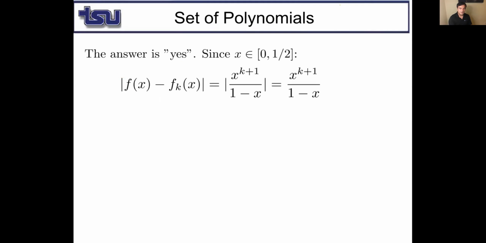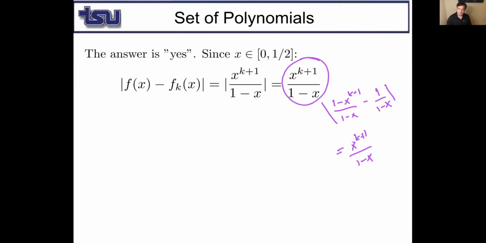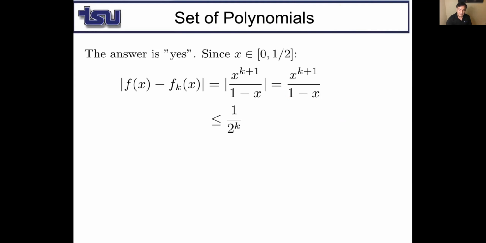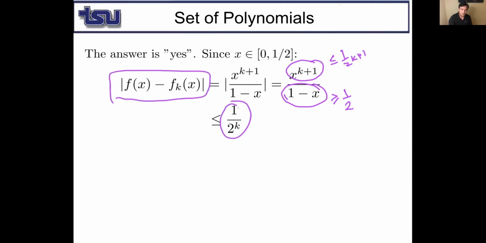The answer is yes. Think about this. f of x minus f k of x. Well, what did we have? We had 1 over 1 minus x minus 1 minus x to the k plus 1 over 1 minus x, right? So what does this mean? If we take the absolute value, this is equal to x to the k plus 1 over 1 minus x. So this is what we have right there, okay? Now we know that x is less than or equal to 1 over 2, so this is less than or equal to 1 over 2 to the k plus 1. But we know that the denominator 1 minus x is bigger than or equal to 1 over 2, right? And since this is a denominator, it's easy to show that this will be less than or equal to 1 over 2 to the k.